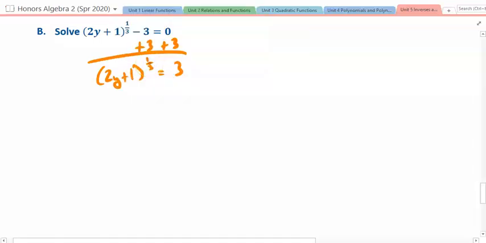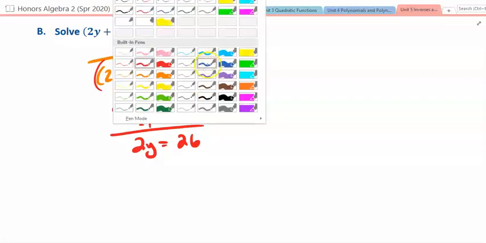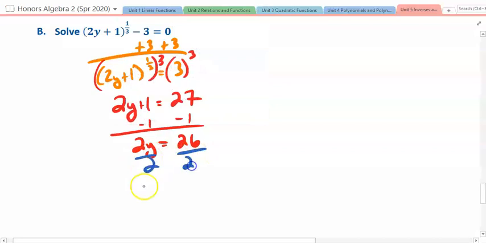So let's continue through. Now we're going to raise both sides to the 3rd power. So we get 2y plus 1 is equal to 27. Careful that it's not 9 here: 3 times 3 times 3, right? Minus the 1 from both sides, so 2y is equal to 26. Then we divide both sides by 2 and get y is equal to 13.